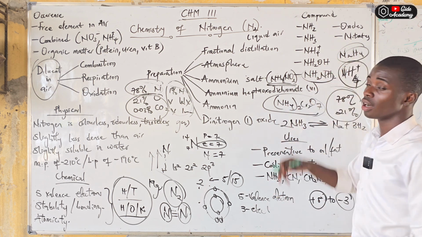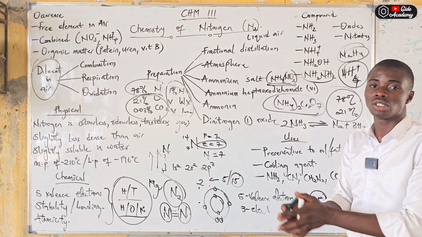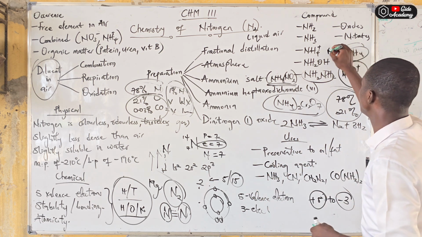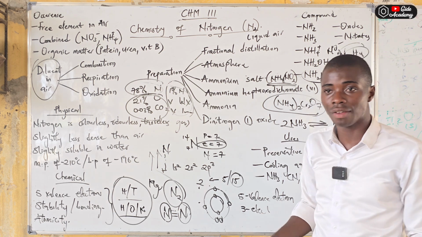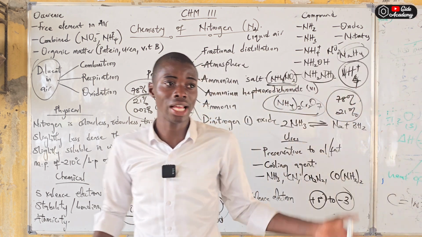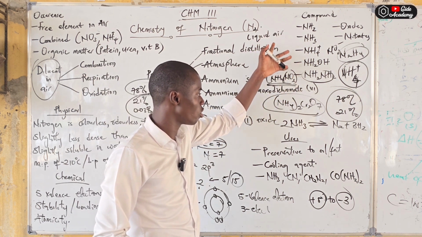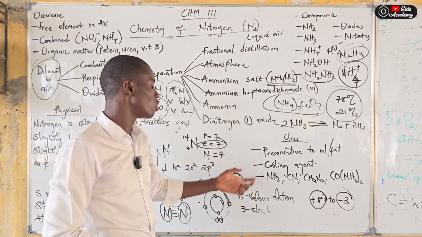We have nitrogen dioxide, nitrogen tetroxide and the rest. Then we have nitrate, which is NO3-, which can be sodium nitrate, can be magnesium nitrate. Any of the nitrates, you are going to see them there. Those are compounds of what? Of nitrogen.